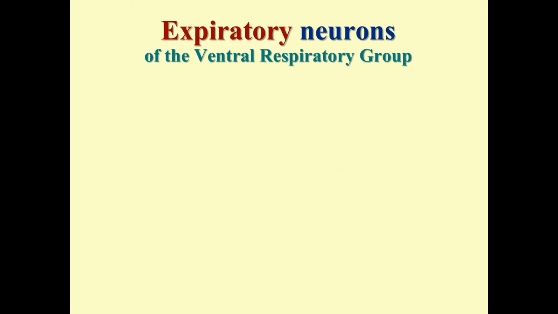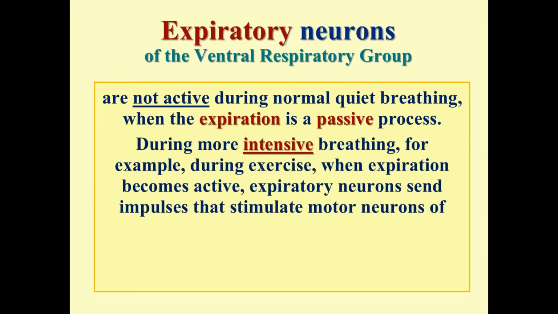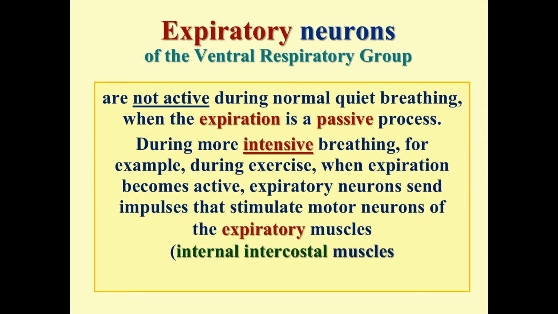Expiratory neurons of the ventral respiratory group, as was already mentioned, are not active during normal quiet breathing, when expiration is a passive process. During more intensive breathing, for example during exercise, when expiration becomes active, expiratory neurons send impulses that stimulate motor neurons of the expiratory muscles, which include the internal intercostal muscles and abdominal muscles.